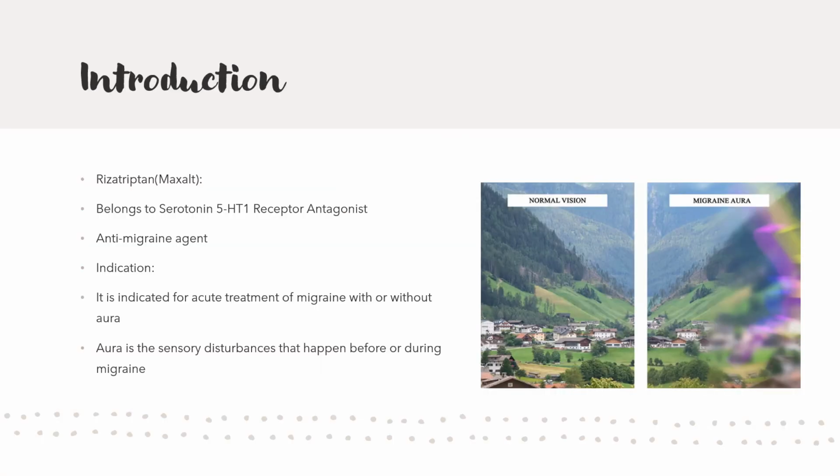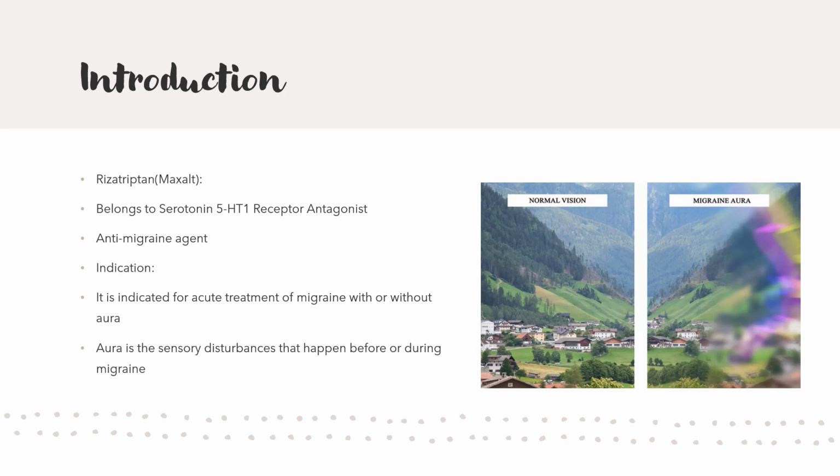So what is rizatriptan? Rizatriptan belongs to the serotonin 5-HT1 receptor antagonist. It is an anti-migraine agent. For the indication, it is indicated for the acute treatment of migraine with or without aura.